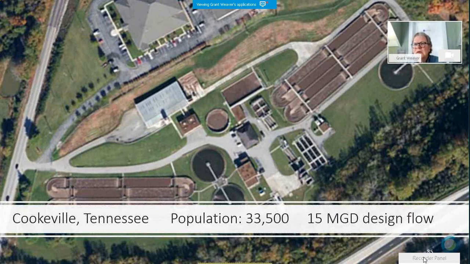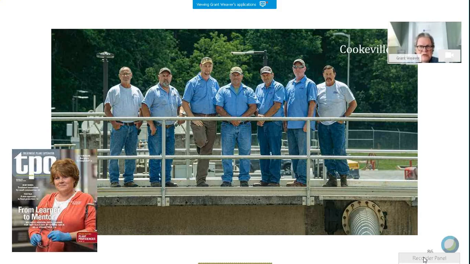Cookeville is our all-star facility. It was featured in the December TPO magazine. That picture was taken from the magazine, and there's the cover of the magazine. So a lot of people here to thank, and Karina gets a lot of credit for getting this whole thing on its way. But in the middle there is Tom Graham, who's the superintendent, and the tall guy to the left of him with the goatee is John Buford. Those 2 were really the team folks that really got it going, and of course with the support of their utility manager, Ron and Kelly.